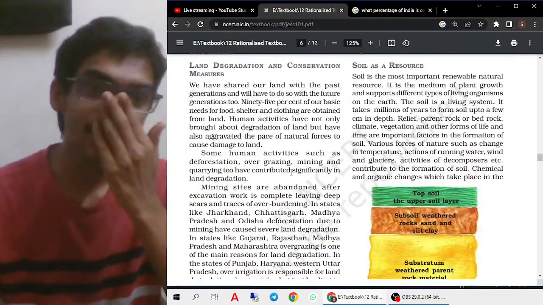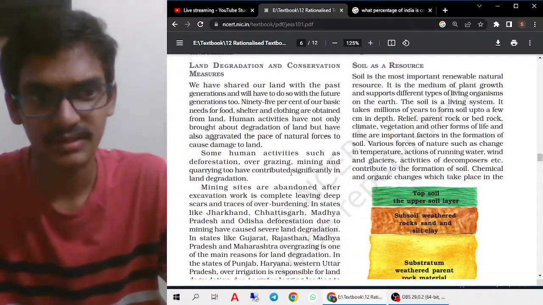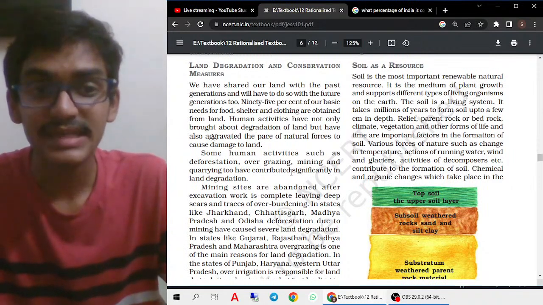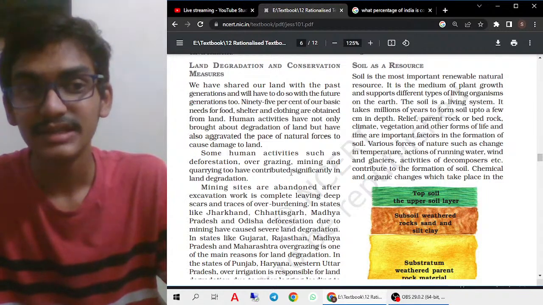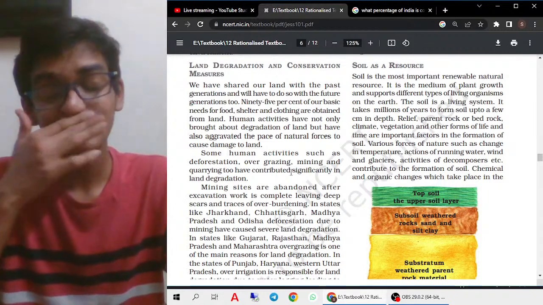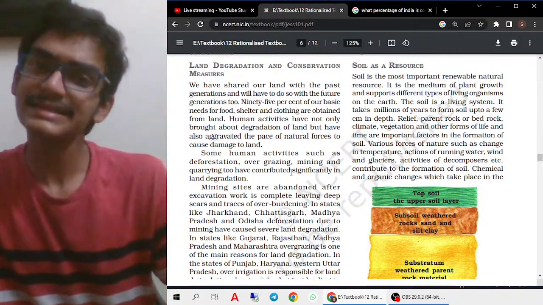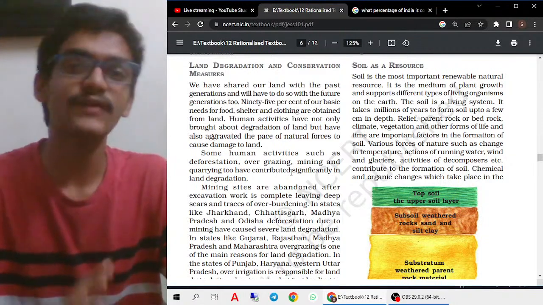Okay, now let us see what land degradation and conservation measures are. These will help us understand the main causes of land degradation, and let us see how we can actually rectify them also.